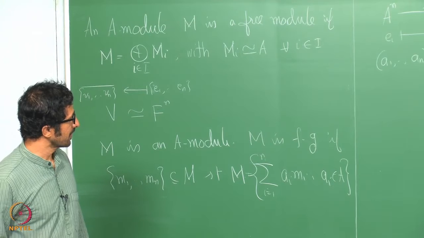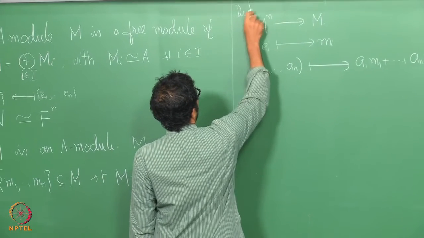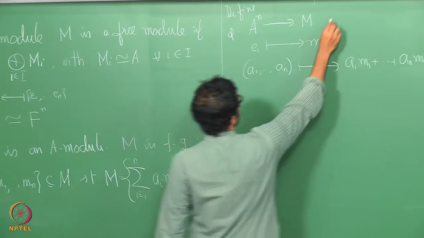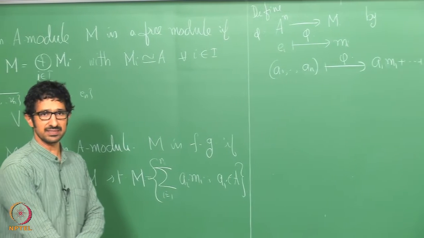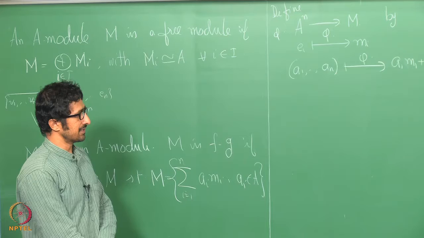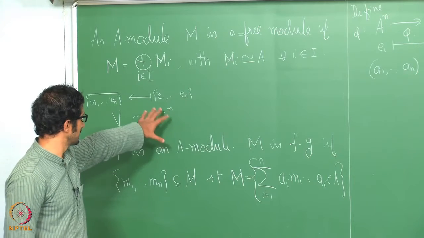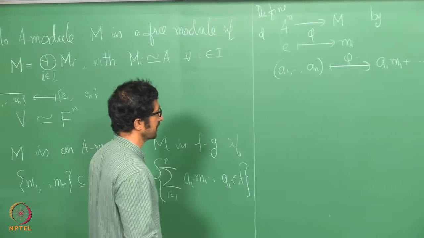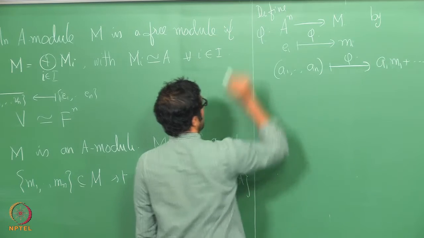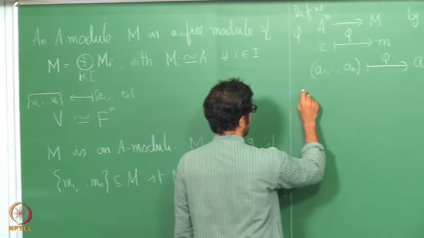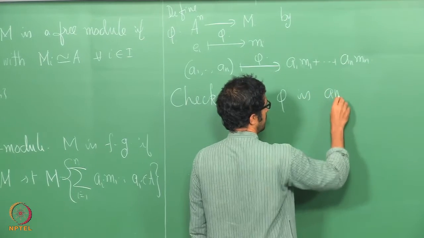This is a homomorphism. Okay. Define phi from An to M by phi of A1 up to An is A1 M1 plus etc. An Mn. This is again inspired by the definition of linear transformation in the case of vector spaces in a similar situation. But now, what we have obtained is a homomorphism and A module homomorphism. So, check that phi is an A module homomorphism.